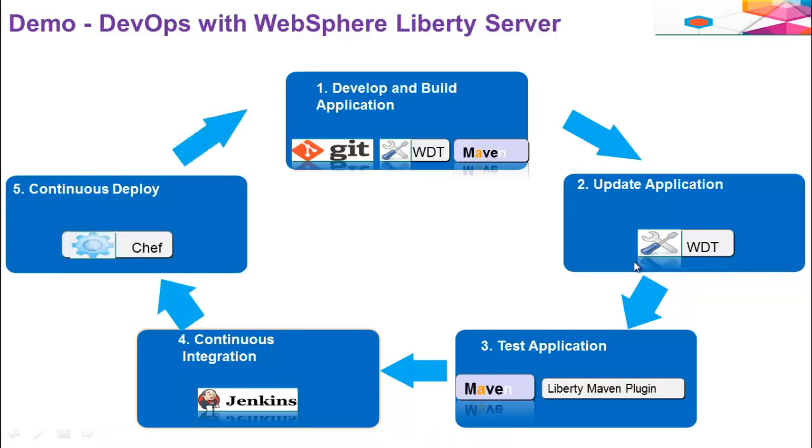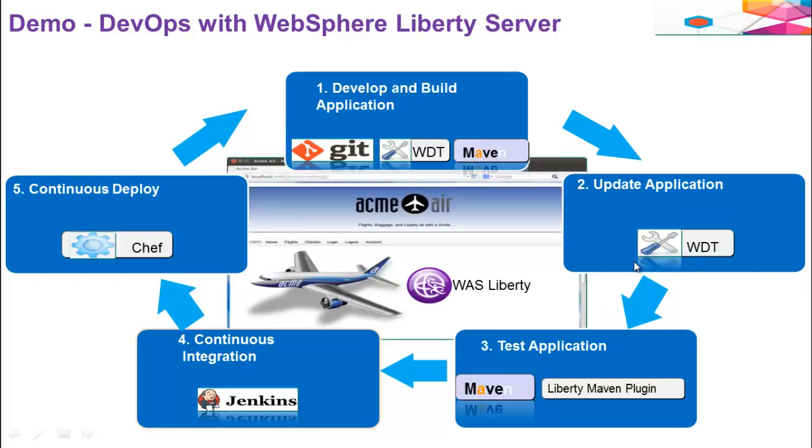Liberty will be the Java EE runtime for all above DevOps scenarios. We will use an airline application, Acme Air, as sample in this demo. It will demonstrate a controllable, highly repeatable DevOps practice.